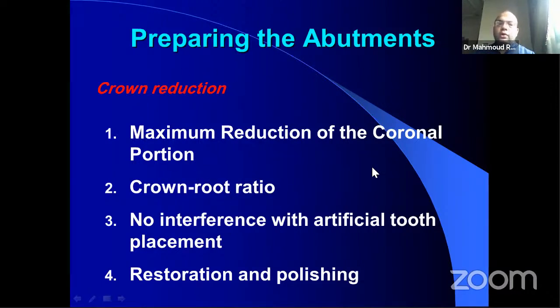Maximum reduction of the coronal portion is done. We will see that in pictures and the video. Crown root ratio is also important. It will decrease after the abutment preparation because we decrease the force arm. There should be no interference with artificial tooth placement, restoration and polishing. These are the steps of crown reduction.